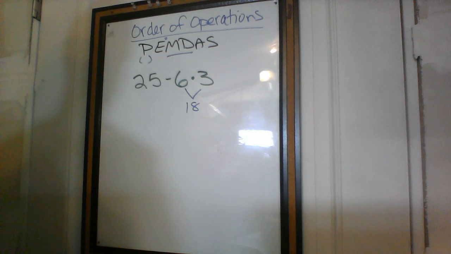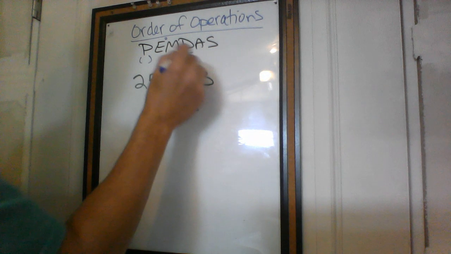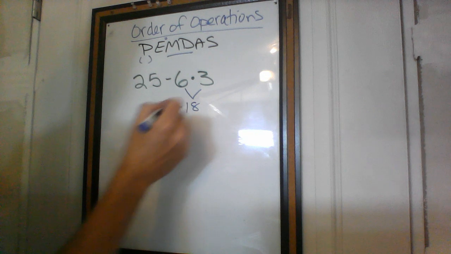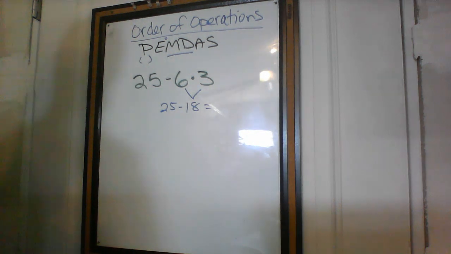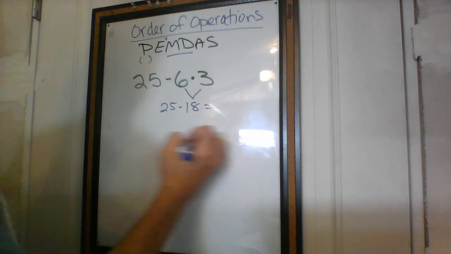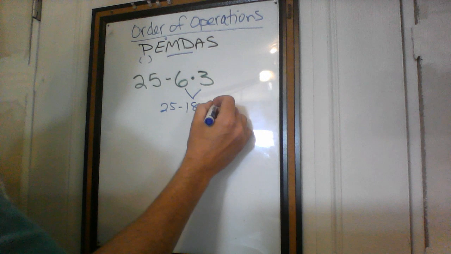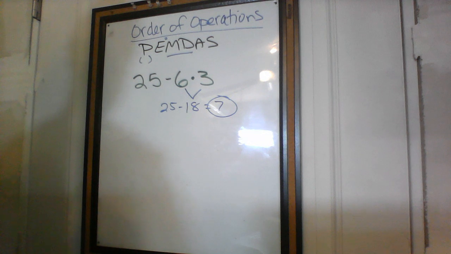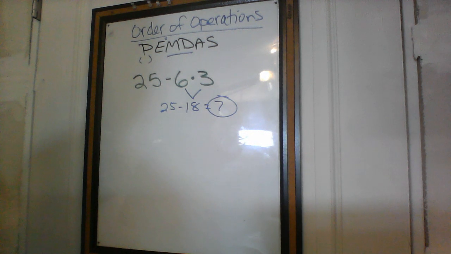6 times 3 is 18. So now we've done our multiplication and division. 25 minus 18. Well, if you know how to do it, you can do it in your head. And I know that the answer is 7. So with that simple problem, our answer is going to be 7.